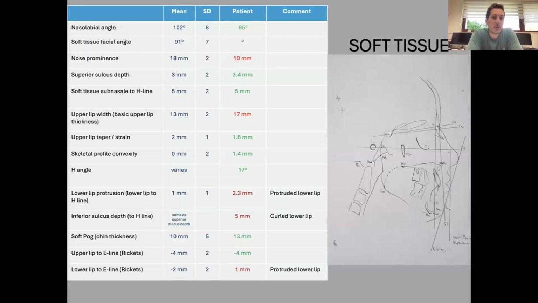For the soft tissue, again, most of the things are in the standard means. We have a bit of nose prominence. I mean, the prominence is actually less, so it's a smaller nose. The upper lip thickness is a bit more. The relation of the lower lip to the H line is more, so we can see a protruded lower lip. Also, the inferior sulcus depth is 5 millimeters, so we could say the lower lip is curled. And according to the E-line, the lower lip is a bit protruded, which comes back to what we said before, that the mandible is bigger either way. The upper lip is fine, it's like -4, so it's in the normal range.